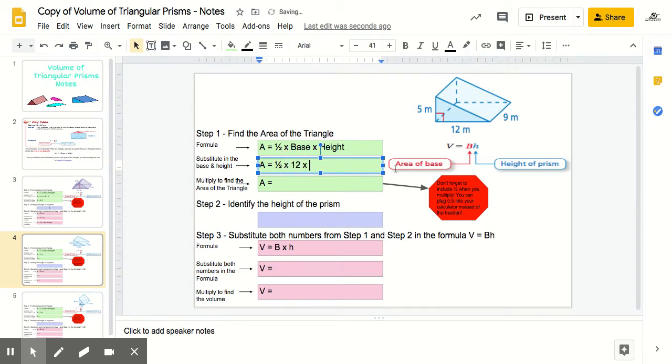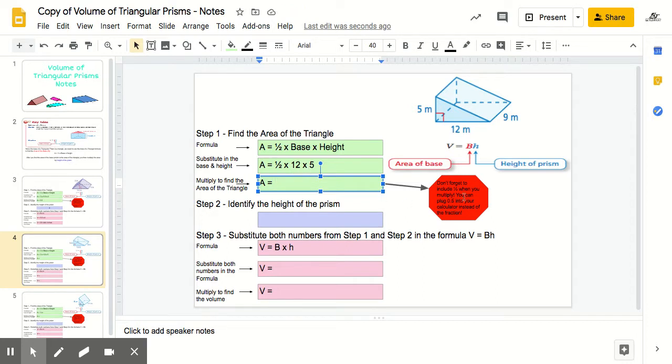I'm going to bring down that second multiplication sign. And then my height of my triangle is right here. How tall is the triangle? Well, it's equal to 5 meters. So I'm going to plug in 5. Now, in order to find the area of this triangle, I need to multiply 1/2 times 12 times 5.